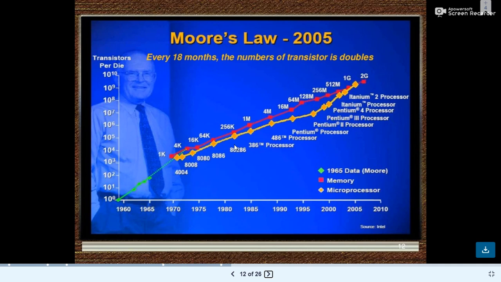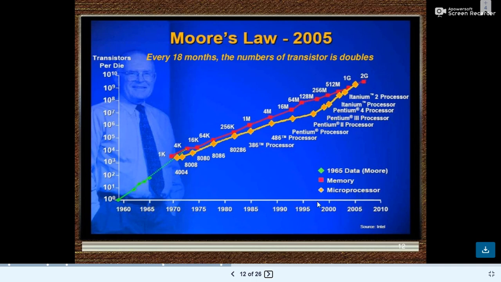And here you can see that as time goes on, the area is getting smaller, and the number of transistors and memories and microprocessors increases, while the size of the microprocessor is getting smaller and the memory is increasing during the years. Okay, so this is how the technology has been growing. I'll repeat Moore's law.